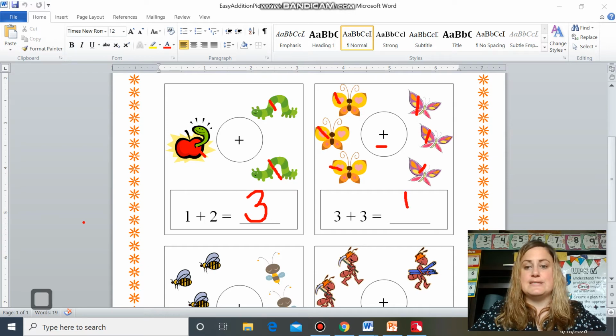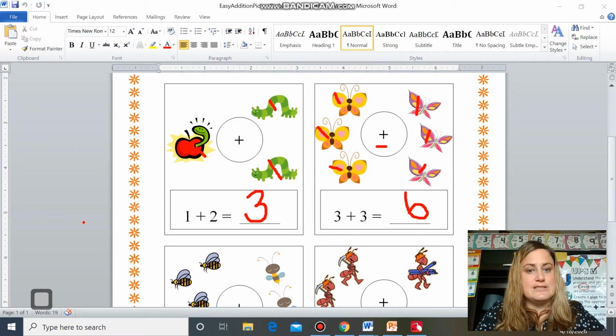So my answer is 6, or my sum is 6, because the answer to an addition problem is always called a sum. So that is one way you can solve your addition facts, is by using pictures.